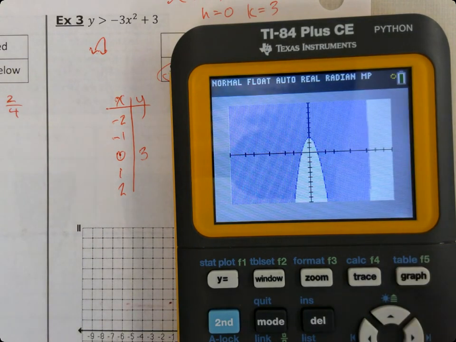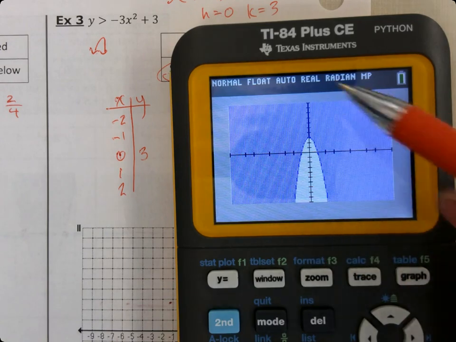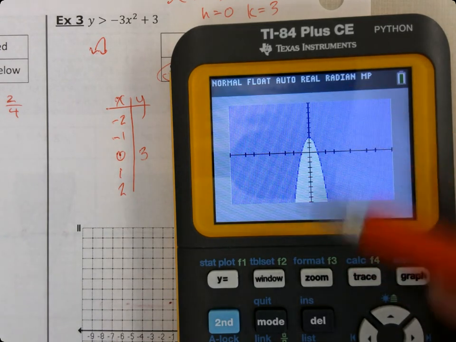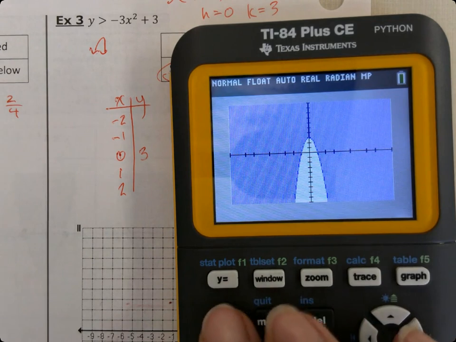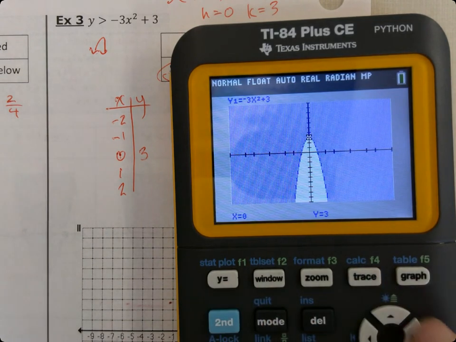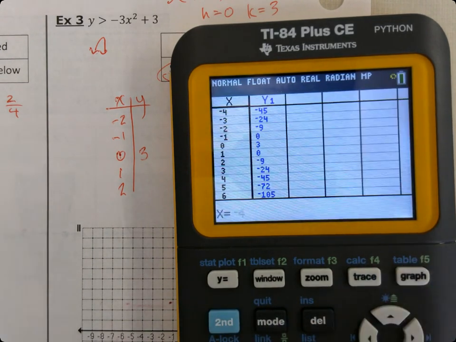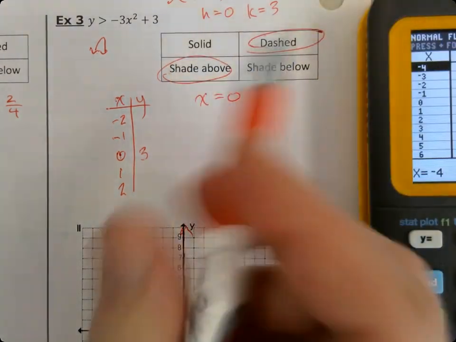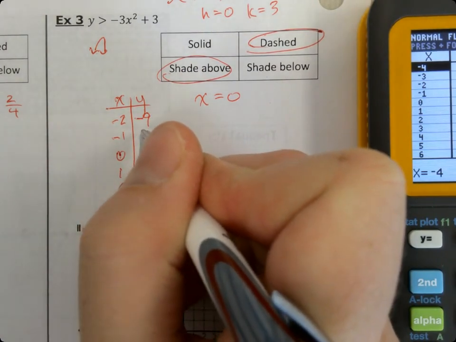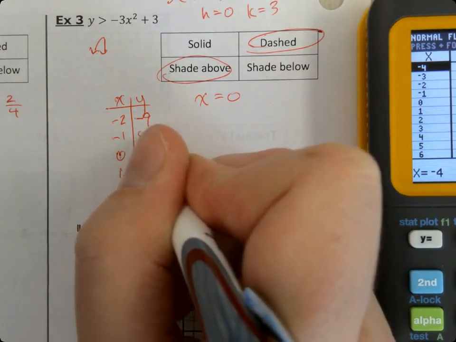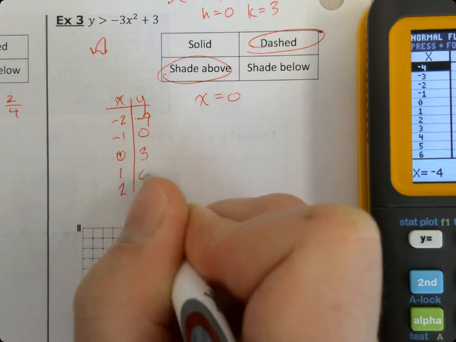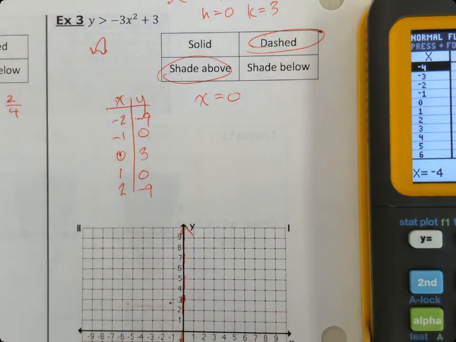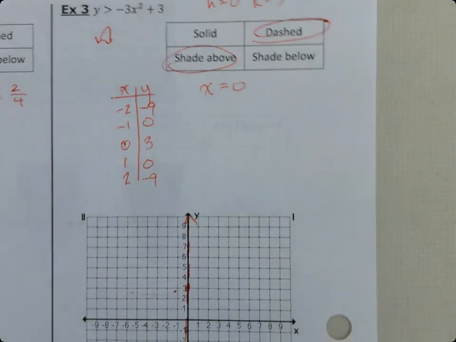It looks like this. So it's shading above, just like you said, so it's on the outside. But that doesn't help me get the nice numbers. So that's where I'm going to either hit trace and do that, but I think I'm just going to go to the table and let it do the work for me. So negative 2 is negative 9. Negative 1 should be 0. We got the 0, 3. It confirms it. 1, 0, and 2, negative 9. All right, so go ahead and graph that.